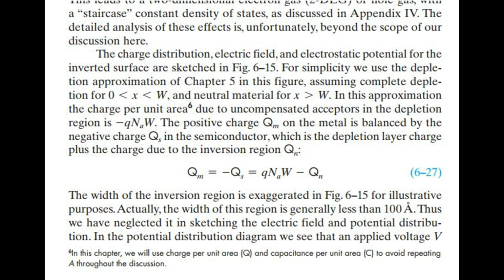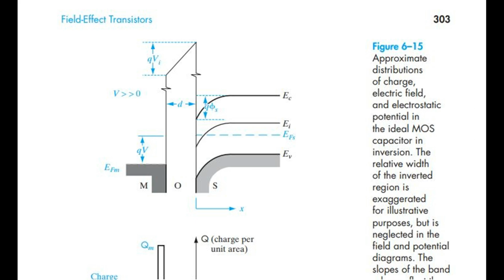Actually, the width of this region is generally less than 100 angstroms. Thus we have neglected it in sketching the electric field and potential distribution. In the potential distribution diagram we see that an applied voltage V appears partially across the insulator, Vi, and partially across the depletion region of the semiconductor, ψs. Figure 6.15. Approximate distributions of charge, electric field, and electrostatic potential in the ideal metal oxide semiconductor capacitor in inversion.